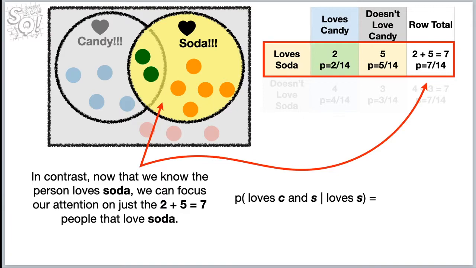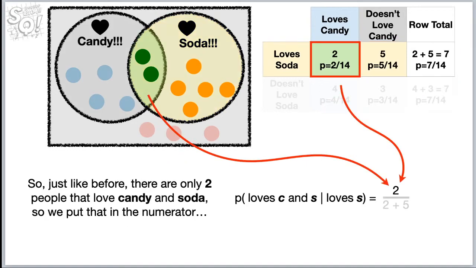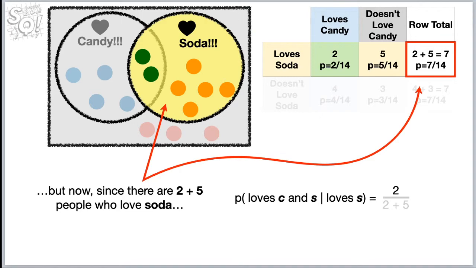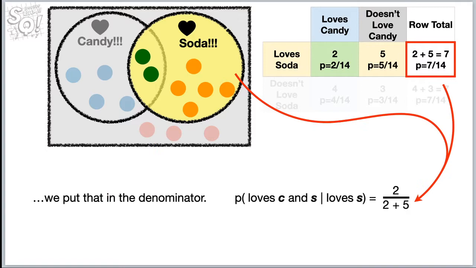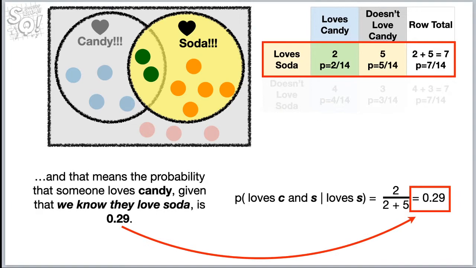In contrast, now that we know the person loves soda, we can focus our attention on just the 2 plus 5, which equals 7, so 7 people that love soda. Because that's all we're talking about at this point. So, just like before, there are only 2 people that love candy and soda, so we put that in the numerator. But now, since there are 2 plus 5 people who love soda, we put that in the denominator. And that means the probability that someone loves candy, given that we know they love soda, is 0.29.